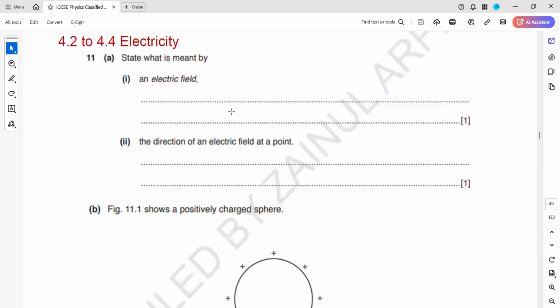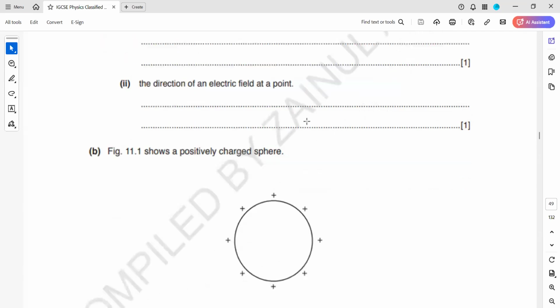Topic 4.2 to 4.4, electricity questions. We just discussed in the beginning of the session that an electric field is a region around a charge where its force can be felt. And what is the direction of the electric field? The direction of the electric field is the direction of the force on a positive charge. Where the positive charge experiences a force, we call that the direction of the field. The direction of a force on a positive charge is a standard term whenever they ask.